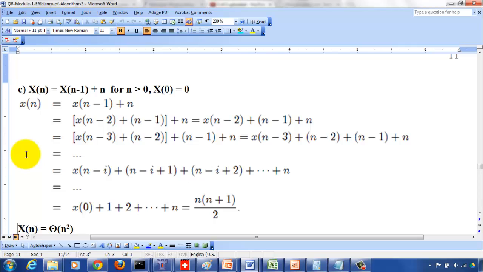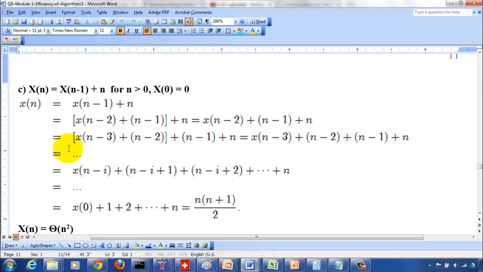Now x of n is x of n minus 1 plus n for n greater than 0, x of 0 equals 0. So x of n is x of n minus 1 plus n. Now I can replace x of n minus 1 with x of n minus 2 plus n minus 1. So it's x of n minus 2 plus n minus 1 plus n. Now x of n minus 2 can be replaced with x of n minus 3 plus n minus 2. So it's x of n minus 3 plus n minus 2 plus n minus 1 plus n. So I can keep on doing that.